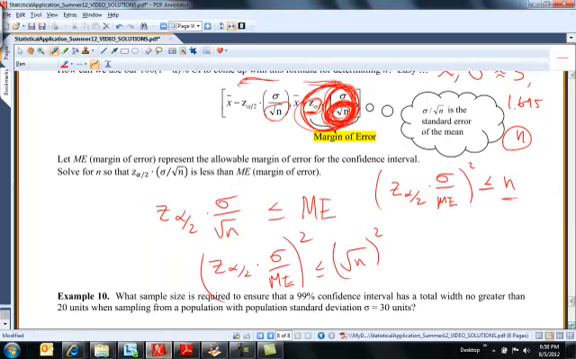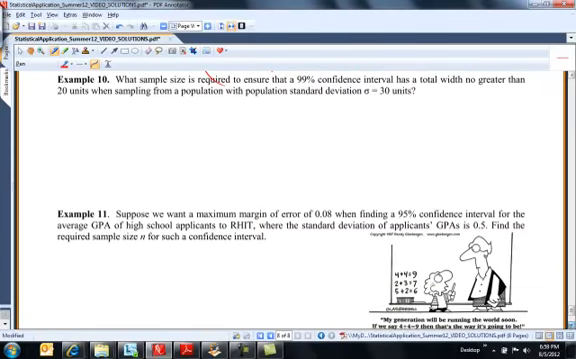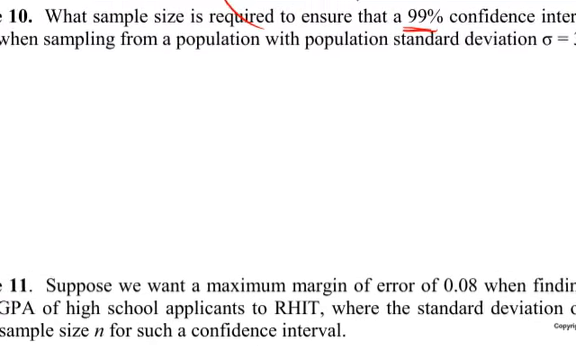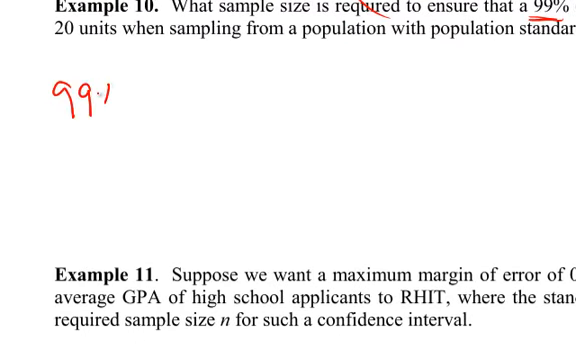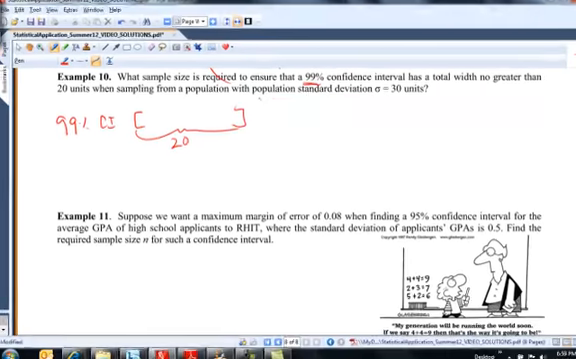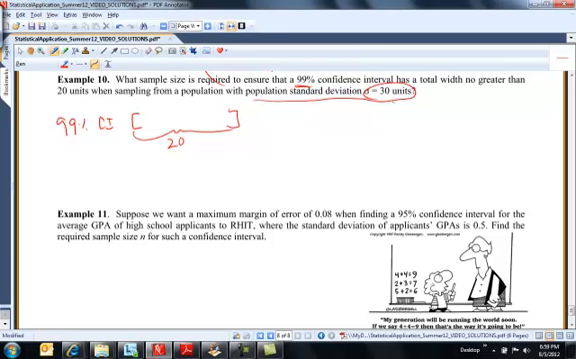Okay, so let's do maybe both examples, since I only have two. What sample size is required to ensure that a 99% confidence interval has a total width no greater than 20 units? So imagine you're building a 99% confidence interval, and I want this to be at most 20 units long when sampling from a population with population standard deviation 30 units.